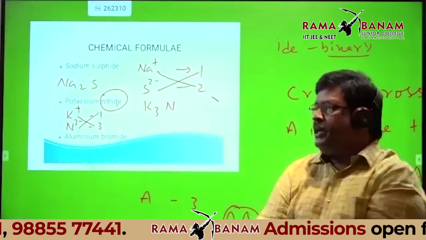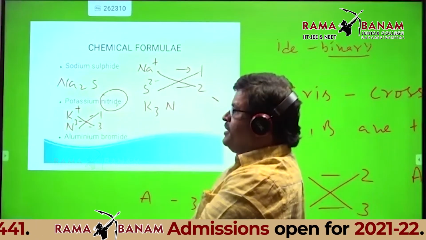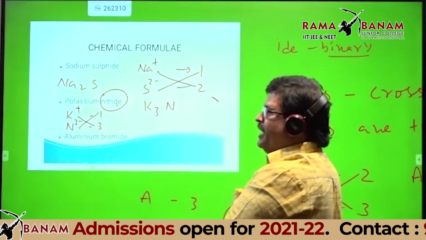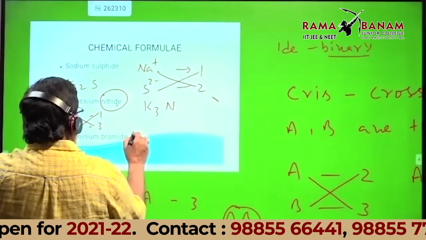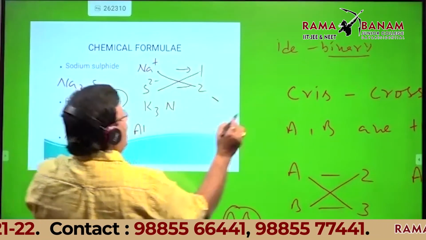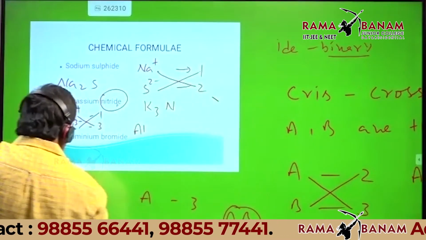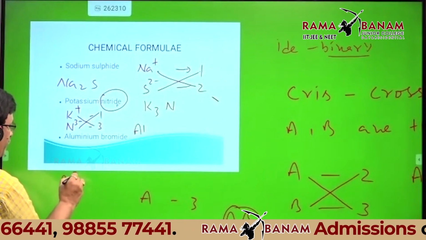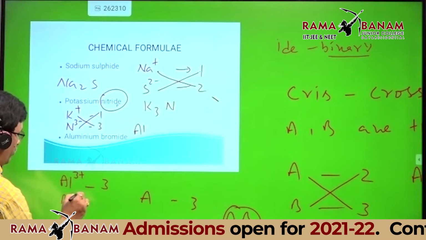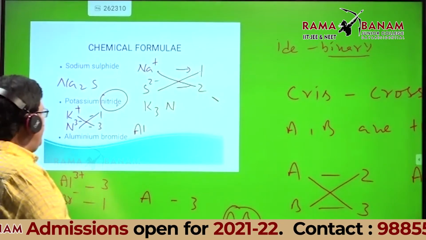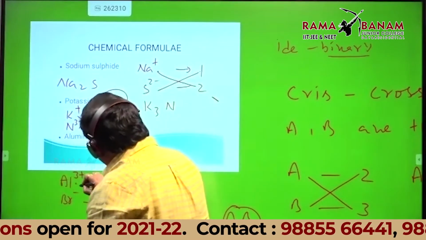AlBr3. Aluminum bromide. Aluminum ion, I'll write here. Aluminum ion is Al3 plus. Bromide is 1 minus, so the formula is AlBr3.